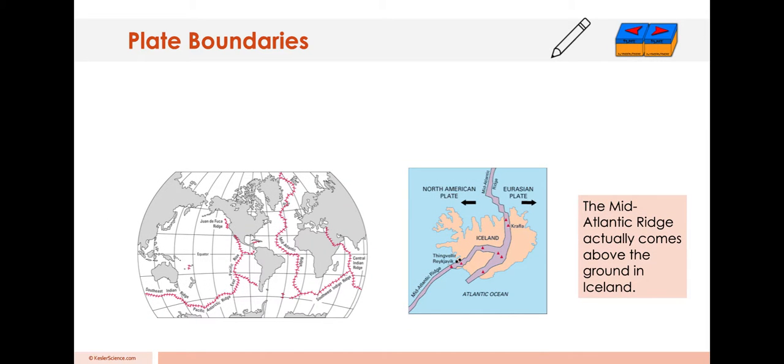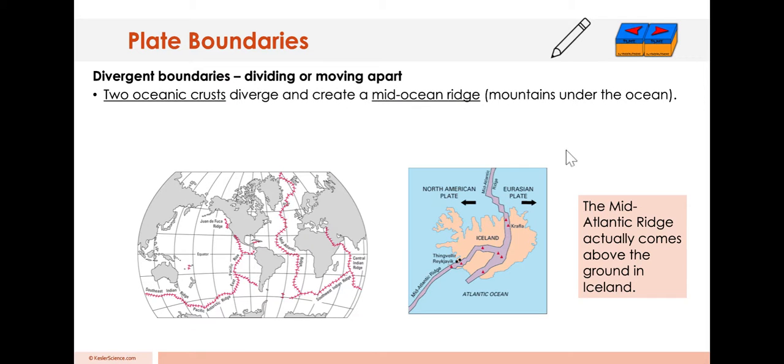So the first one that you're going to write down in your table of notes is the divergent plate boundaries. So you'll notice at the top, we've got the pencil to indicate that you need to write this down, as well as the little picture to remind you that divergent is moving apart. Okay. When this happens in the ocean, we call it a mid-ocean ridge. So if we have two oceanic crusts that are separating, we call that the mid-ocean ridges, and it's usually a set of mountains underneath the ocean.